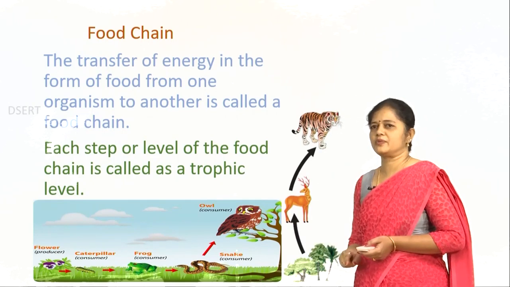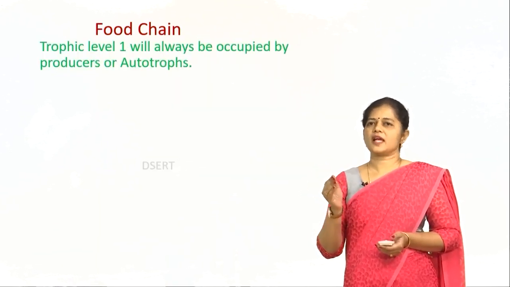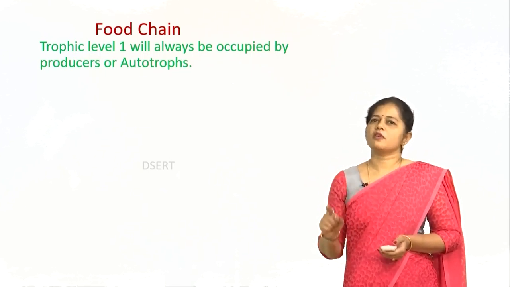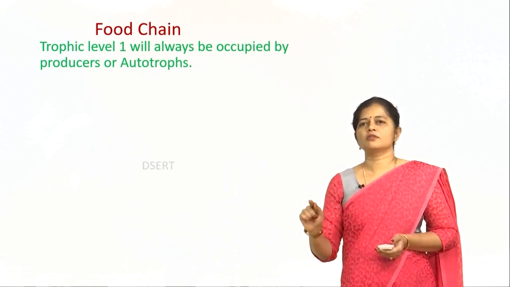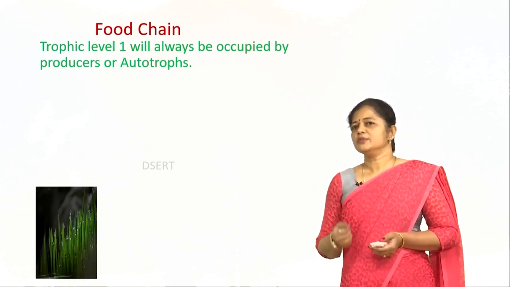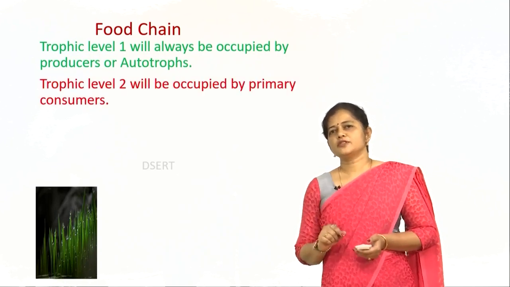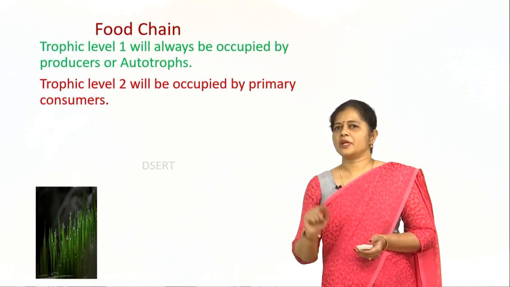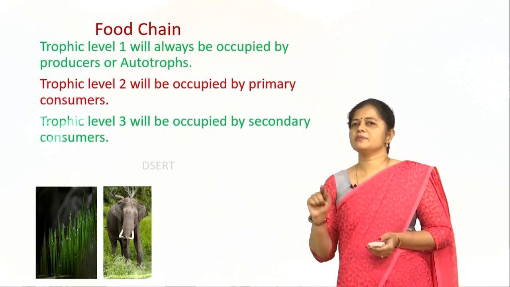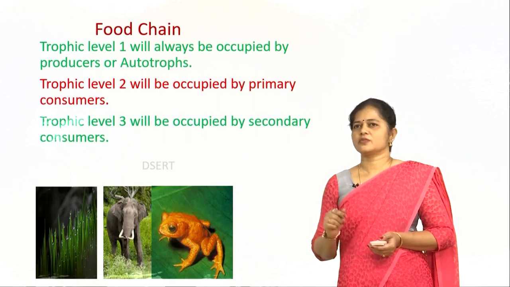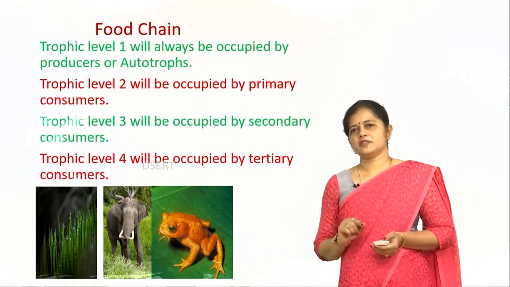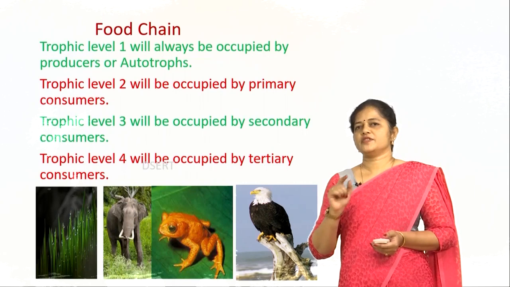So you can see another example over here. There are certain important aspects to be known in a food chain. The trophic level 1 in a food chain will always be occupied by a producer, which are autotrophs. That means which can synthesize their own food, like the plants. And trophic level 2 will generally be occupied by primary consumers, like the herbivores. Trophic level 3 will be occupied by secondary consumers, which depend on the primary consumers. And trophic level 4 will be occupied by tertiary consumers, which will depend on the secondary consumers.